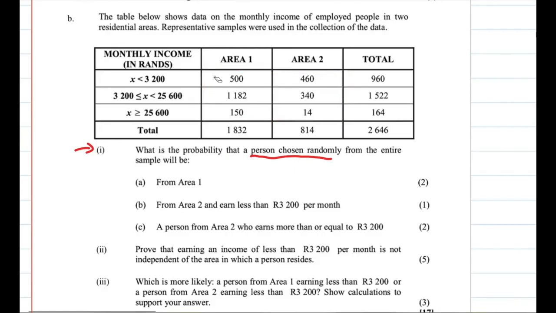Now, they say, what is the probability that a person chosen randomly from the entire sample is from area 1? Now, how many people are in area 1 in total? 1,832. And how many people are there in total in this survey?